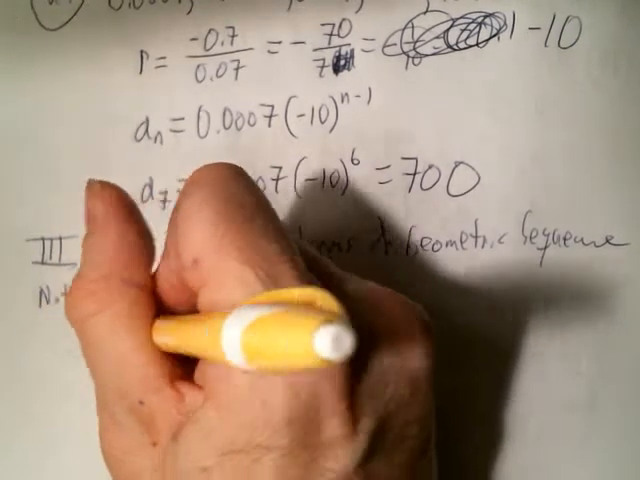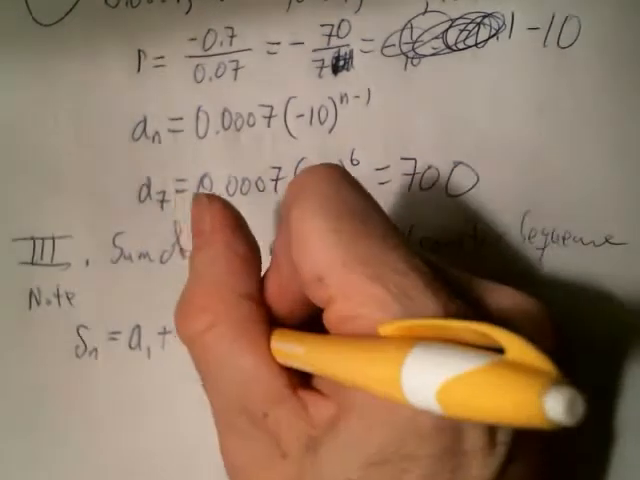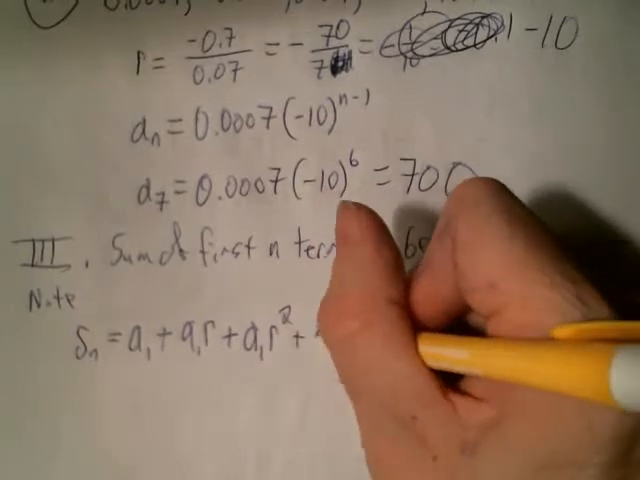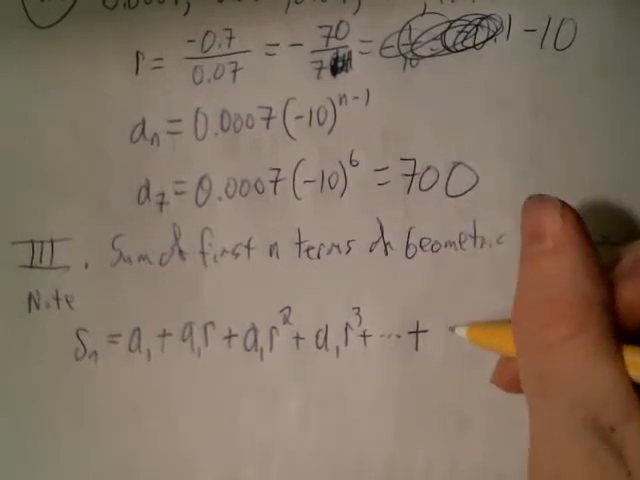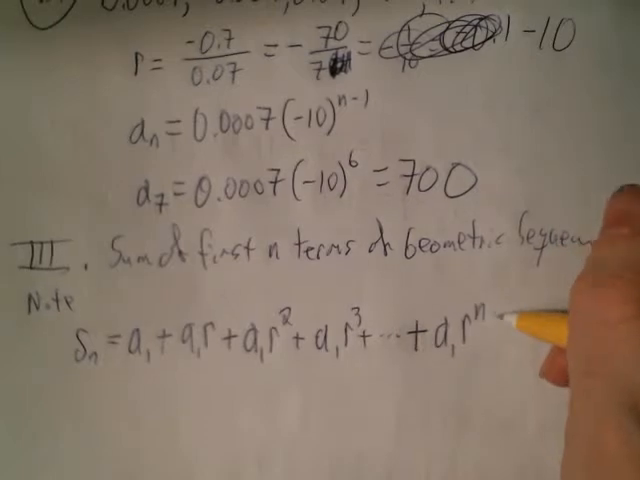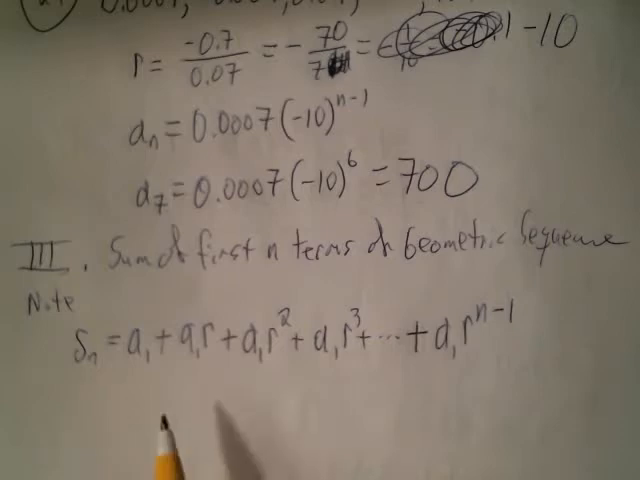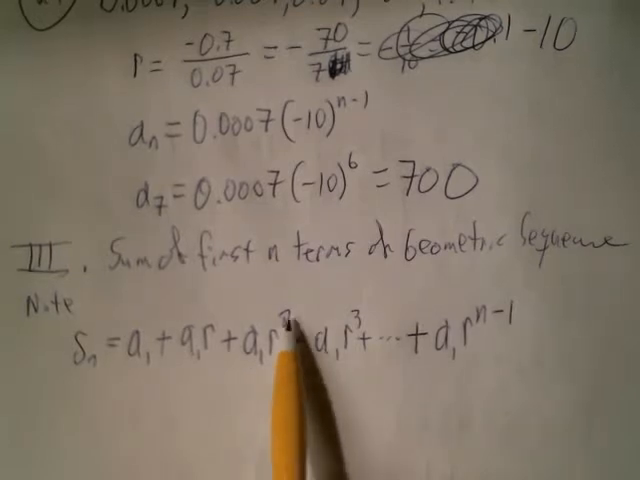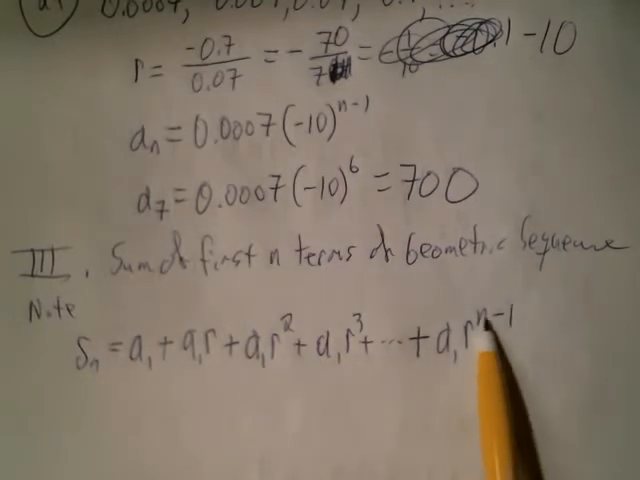S sub n is going to equal a sub 1 plus, and then you always multiply in r to get to the next term. So a sub 1 times r plus a sub 1 times r squared plus a sub 1 times r cubed plus dot dot dot. And then a sub 1 times r to the n minus 1 will be your last term. Because look, this is r to the 0 power, r to the first power. The third term is r to the second power. The fourth term is r to the third power. So the nth term must be r to the n minus 1 power.